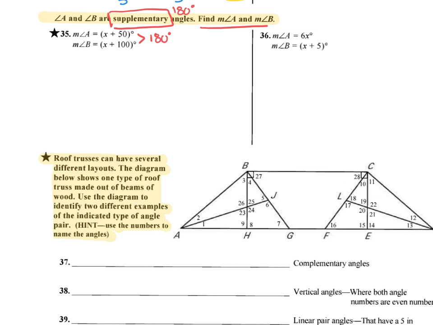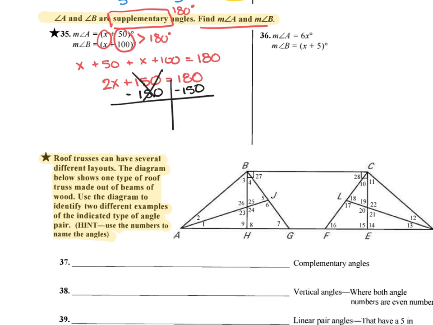So I'm just going to write the equation x plus 50 plus x plus 100 equals 180, or my mental math, x plus x is 2x, 50 plus 100 is 150, that equals 180. From there, I'm going to subtract 150 from both sides, and I get 2x equals 30, and then I divide both sides by 2, and I get x equals 15.